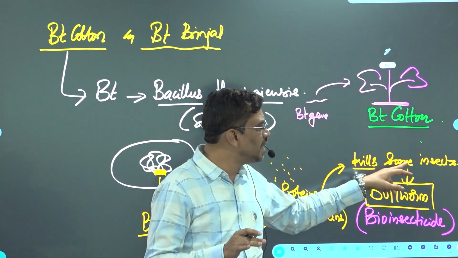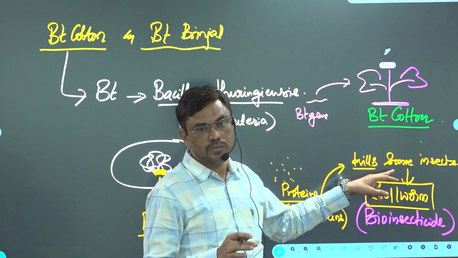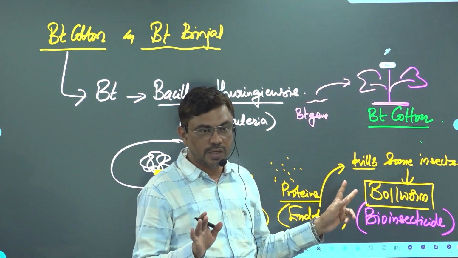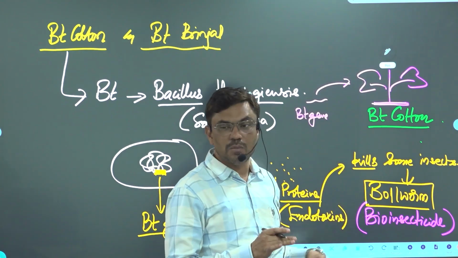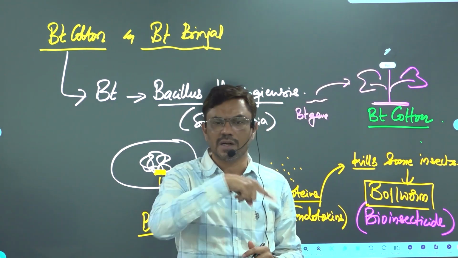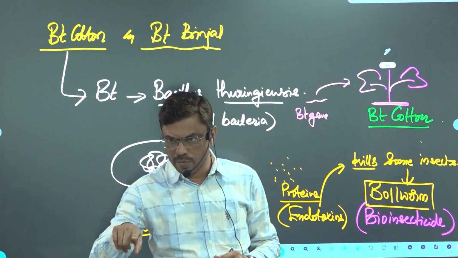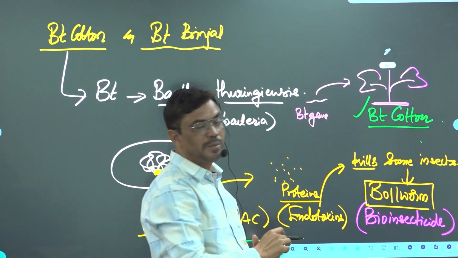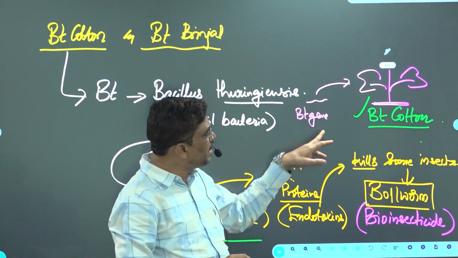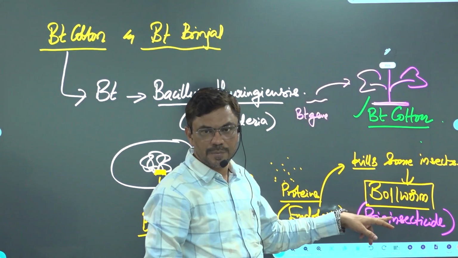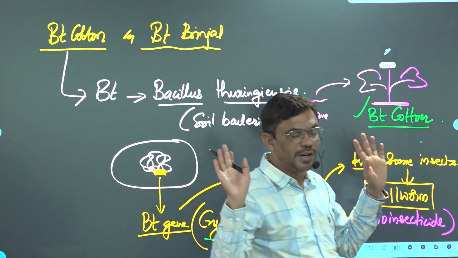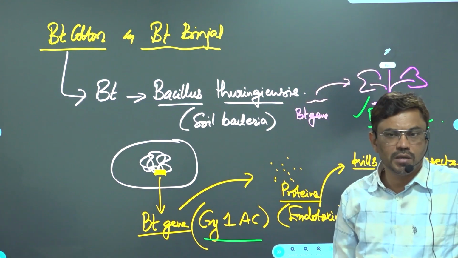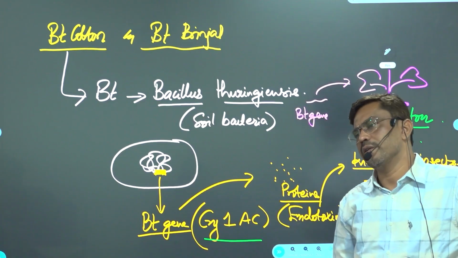They kill only some insects like bollworm. They will not harm other insects. They are target specific. They specifically kill the bollworms which infest the cotton crop and the brinjal crop. So in order to kill these bollworms, we have developed this BT cotton or BT brinjal. That BT is acting as a bioinsecticide. Is it clear? So this is BT cotton and BT brinjal. Got it? All right.